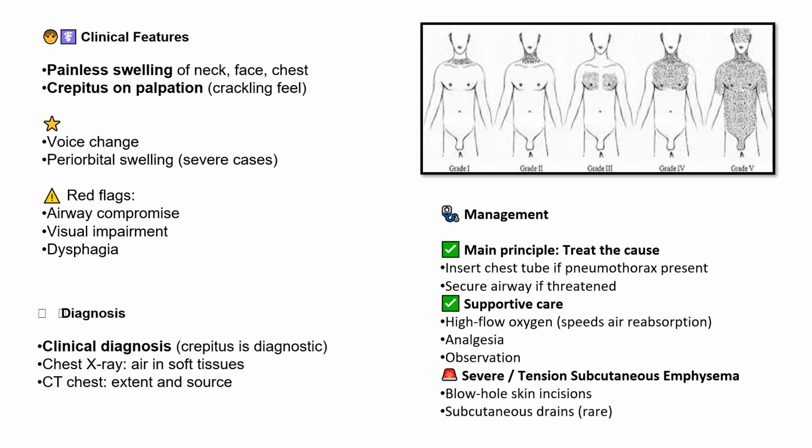Then how can you manage the subcutaneous emphysema? Mainly supportive care. We can give high flow oxygen, analgesia, and observation only. If sometimes the patient develops tension subcutaneous pneumothorax or compartment syndrome, we have to go with a surgical incision to the subcutaneous layer to suck out the air. Also we can put in subcutaneous drainage. So this is how we can manage subcutaneous emphysema.